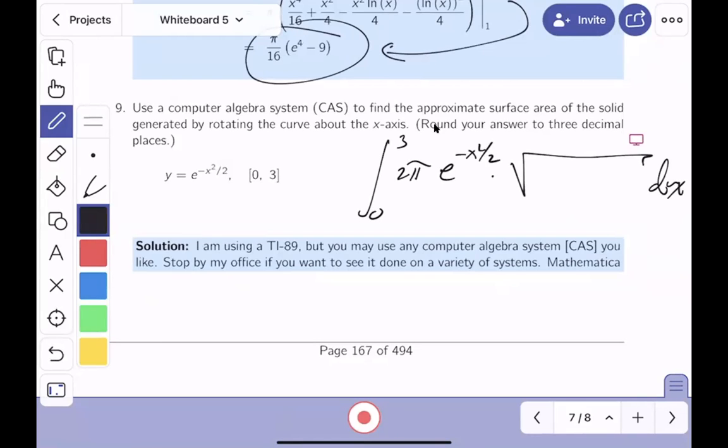So what do I got to do? I got to do dy dx. I'll write this over here. And that's going to be what? E to the minus x squared over 2. And then the derivative of the inside is going to be what? I have to figure that out. That's going to be minus 2x over 2, which is minus x, right? And then I got to do 1 plus that squared, which is going to be x squared e to the minus x squared over 2.